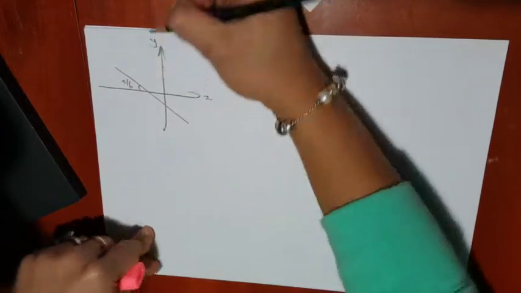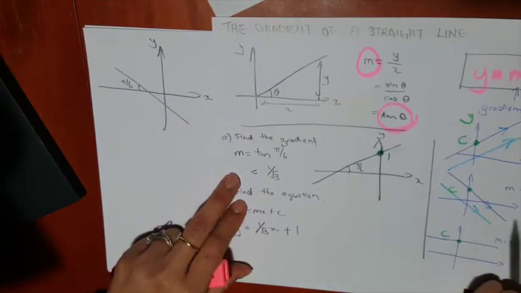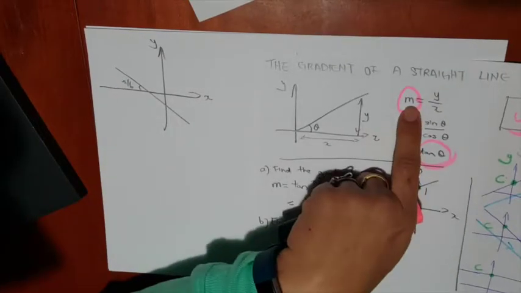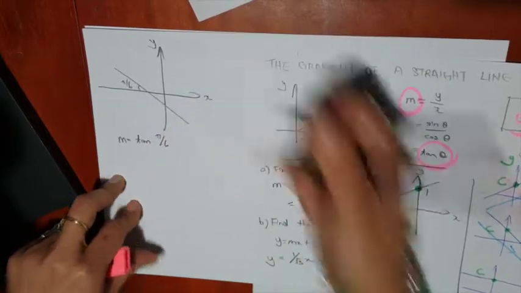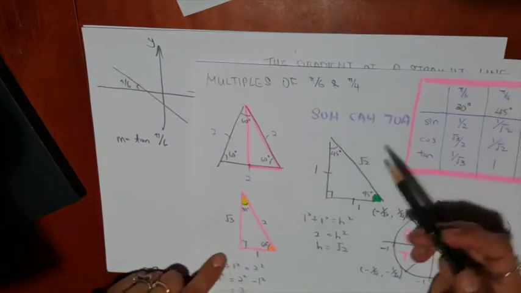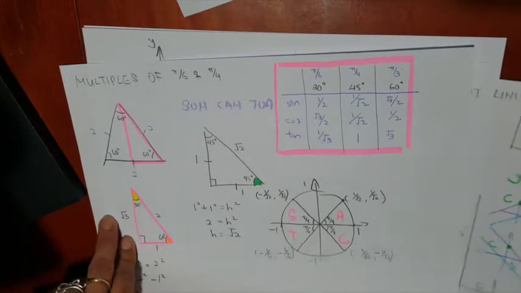Let's say we have a graph that is like this and we need to find the gradient of the line. So this is obviously x and y. This looks really different from what we have done just now because this is next to the x-axis as well. So you can find the gradient m, which is equivalent to tangent pi over 6. How do we find the value? We use the table. Tangent pi over 6 is 1 over square root 3.